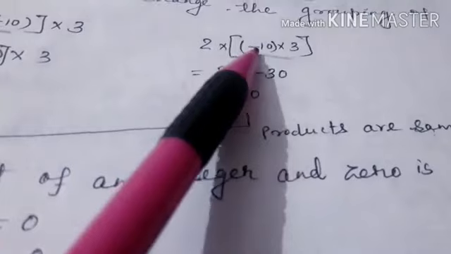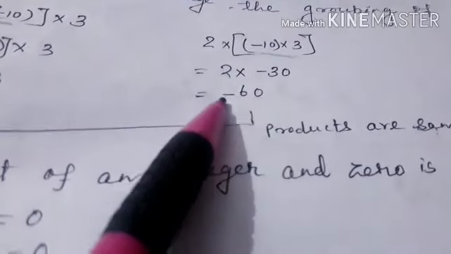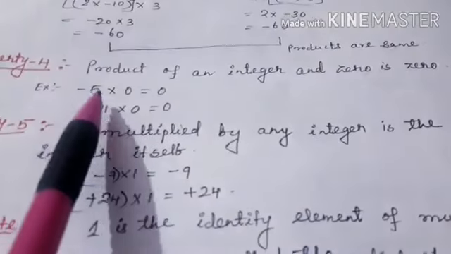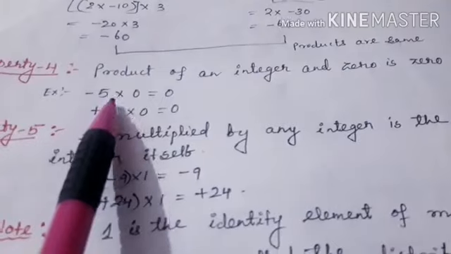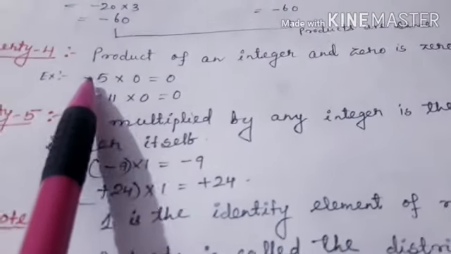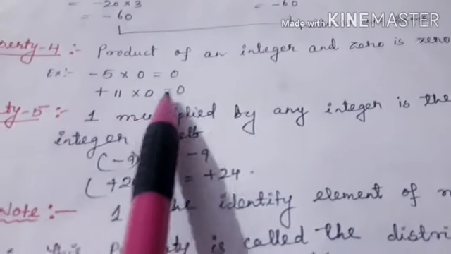Then 2 into minus 10 into 3 is equal to minus 30, which is equal to minus 60. Both products remain the same. Then property 4: the product of an integer and 0 is 0. If we multiply 0 with any integer, what will we get? 0. For example, minus 5 into 0 is equal to 0, plus 11 into 0 is equal to 0.